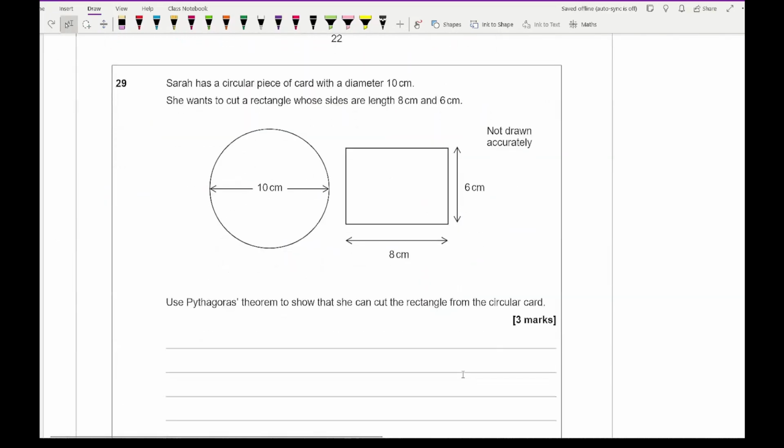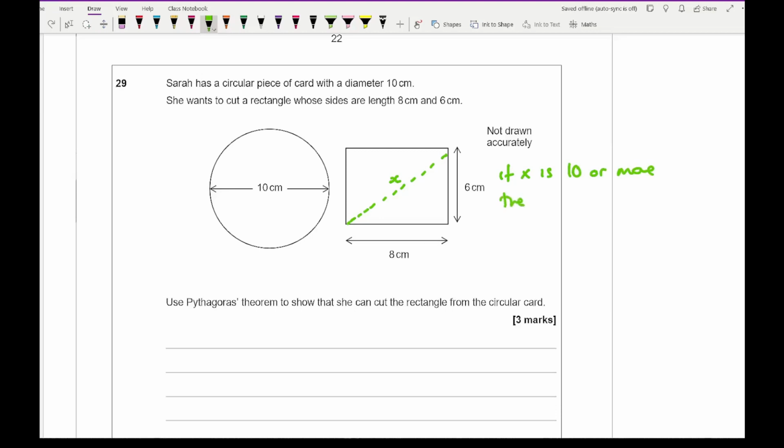The next question, 29, says Sarah has a circular piece of card with a diameter of 10 centimeters. She wants to cut a rectangle whose sides are 8 by 6. Use Pythagoras' theorem to show that she can cut out the rectangle from the circular card. So for this, we want to work out what the diagonal of the rectangle is going to be.